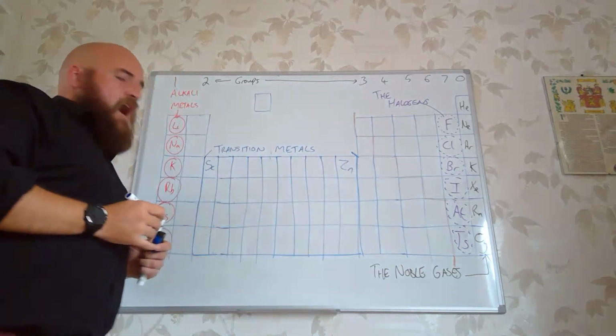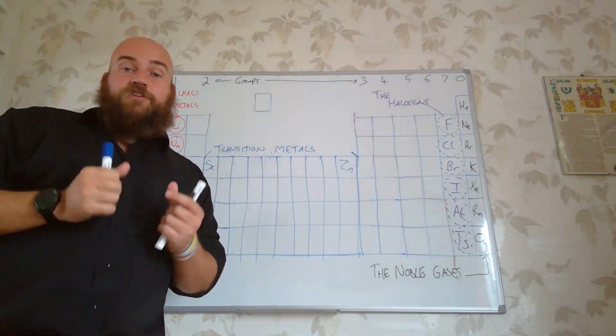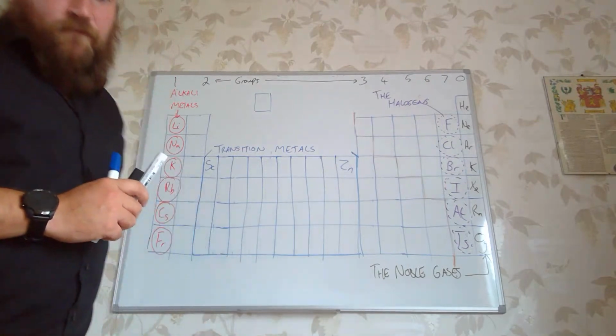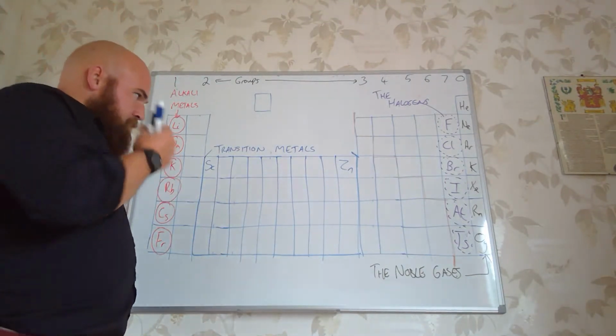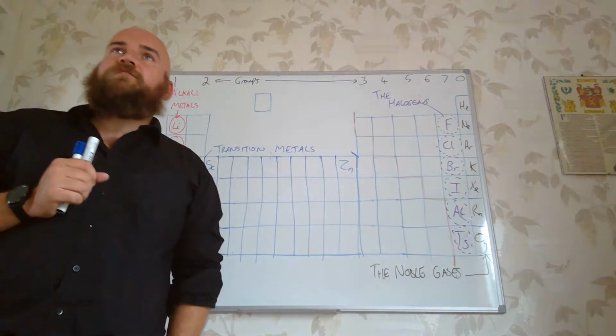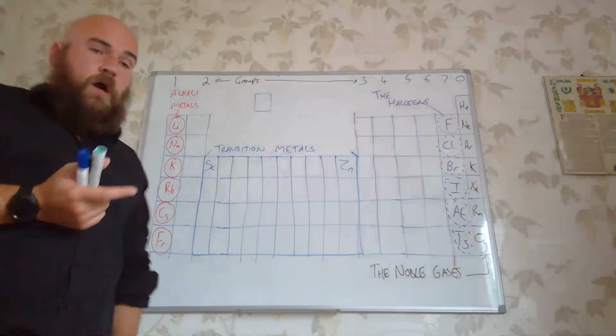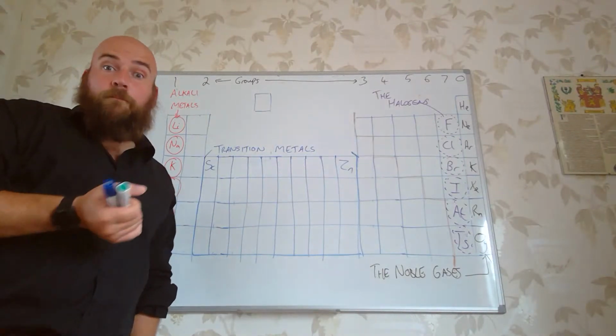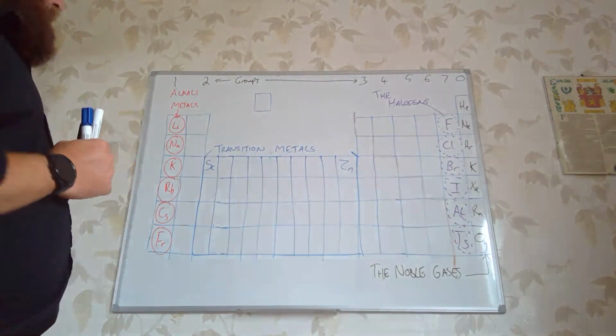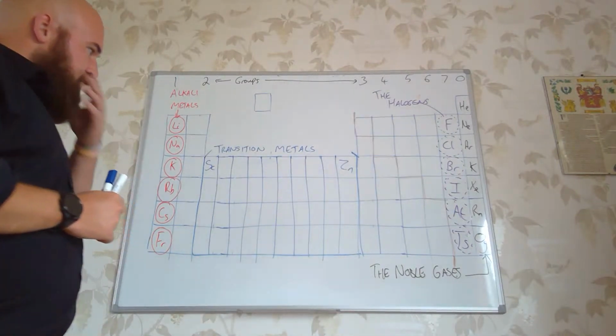So these are your common metals that you might come across in everyday life. So things like iron, you might have come across before or heard of. Things like chromium, things like gold, silver, platinum, copper, all things you might come across in everyday life. These are the transition metals.